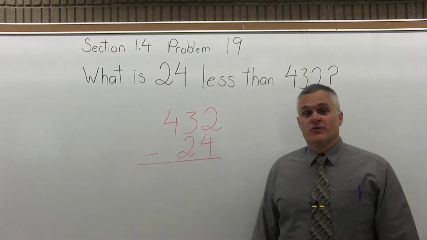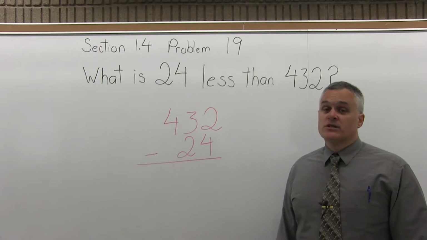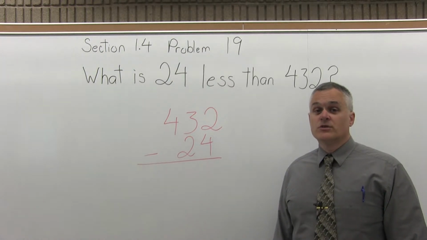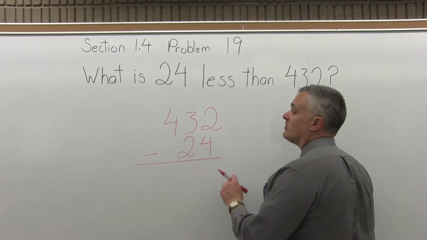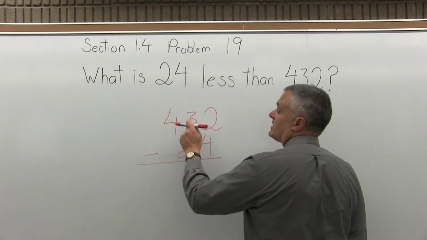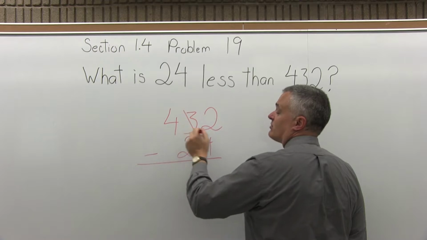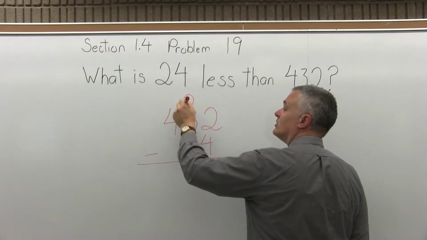So the rightmost column of digits, I have 2 minus 4. So this is a case where I need to borrow. The 2 is not large enough to subtract 4 from it. So I move over one column of digits to the left, find the number in the upper position of that column, which is a 3. I cross it off, reduce it to a 2.